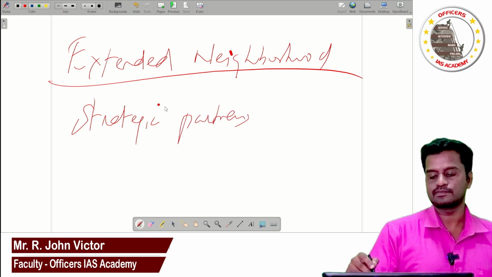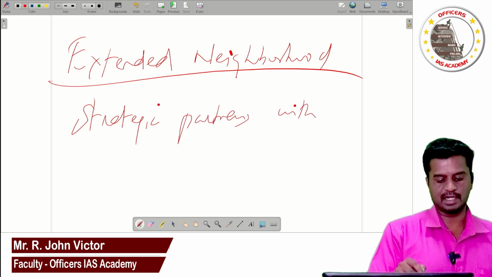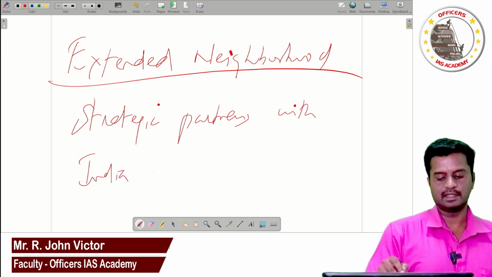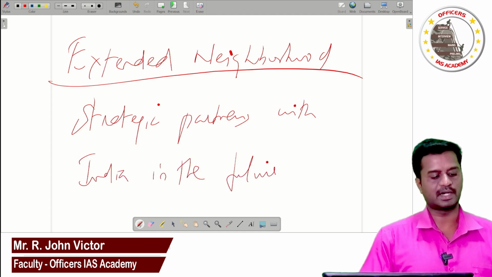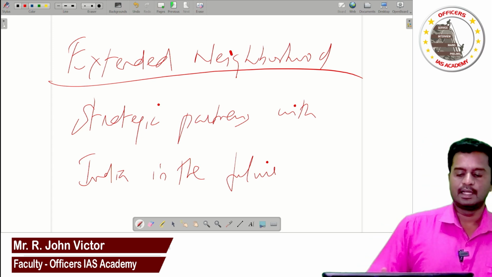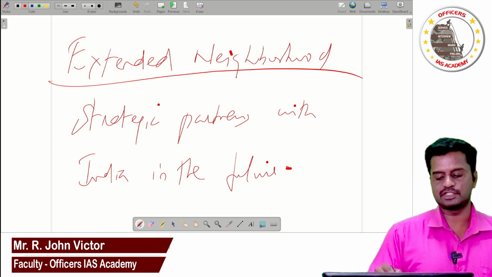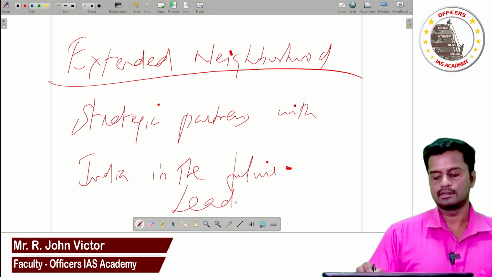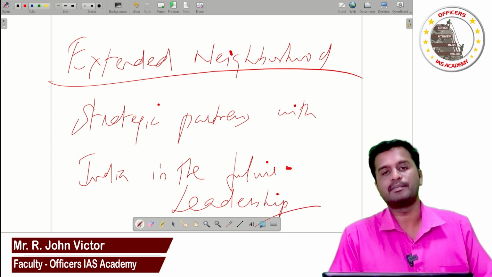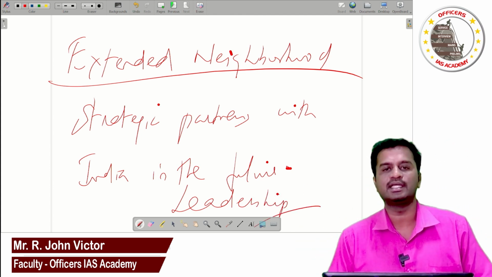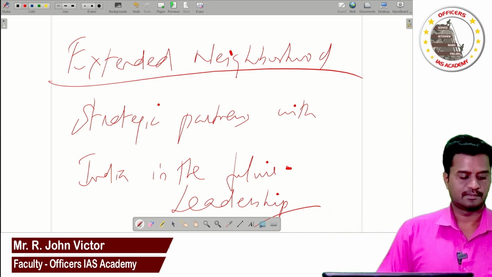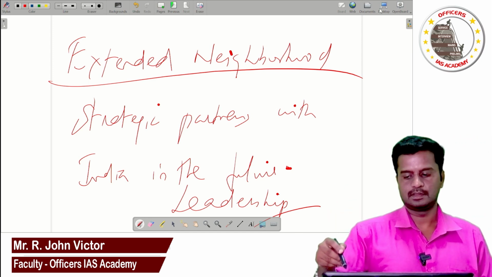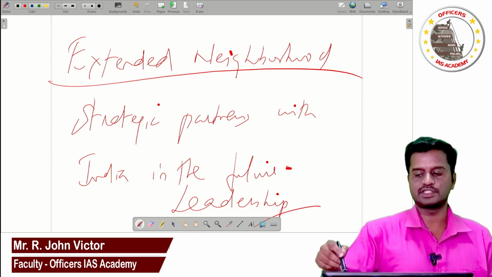So mention it and tell that the CARs can act as strategic partners with India in the future. Strategic means long-term partner. And India can provide leadership to the CAR. Okay. Leadership does not mean dominance. India is a democratic country. Here leadership refers to guidance. Okay. With this Central Asia question is over.